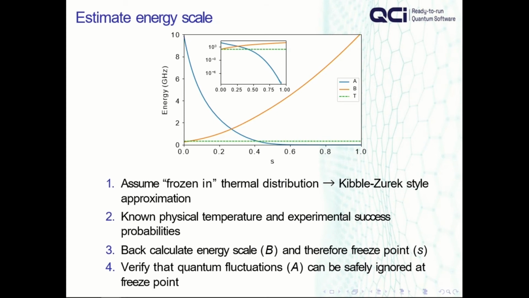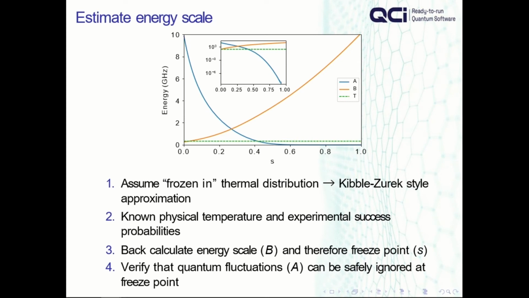And we assume there's a known physical temperature of the device. This is fairly well established. And we've just measured experimentally the success probability. So from this, if we're given the annealing schedules, which are provided by D-Wave, we can back calculate the energy scale B. On this annealing schedule, B is the strength of the problem term, so that's how strong the couplers are that define your problem. A is the strength of the transverse field, and T is just the temperature that stays constant.